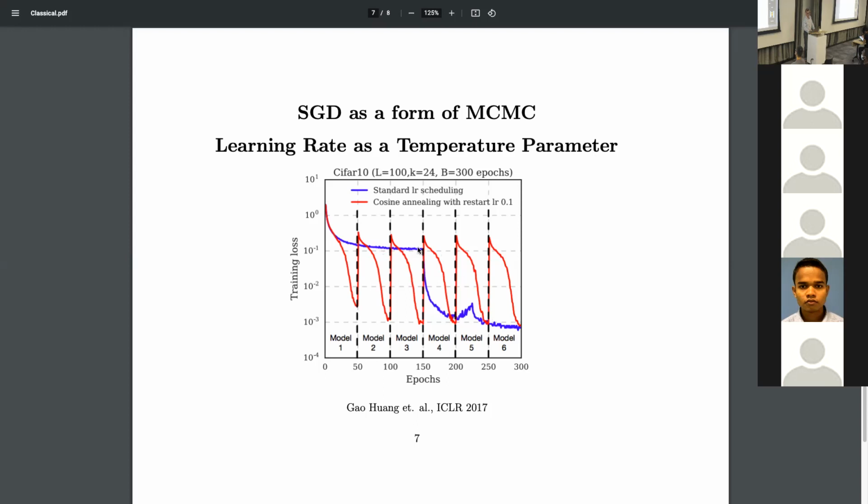And as you drop the temperature, the MCMC energy drops, as you make this analogy between loss and energy. I'm going to make this a lot more technical, probably next lecture, and try to establish a formal, rigorous relationship between the learning rate and the temperature.